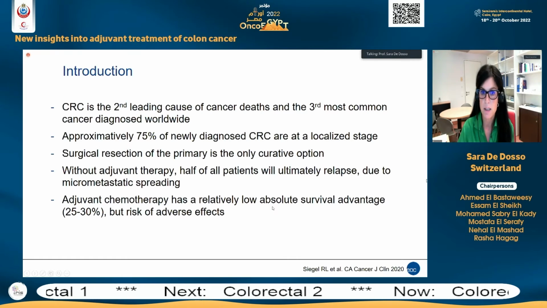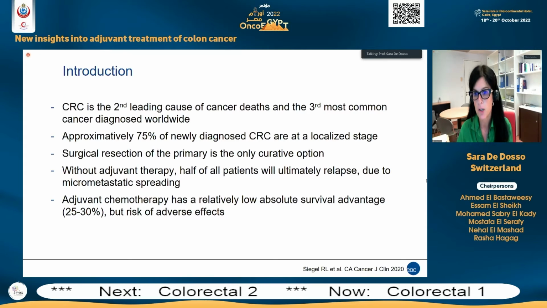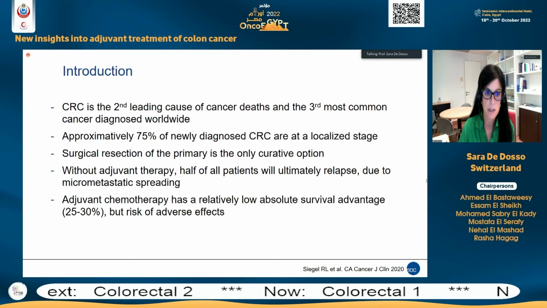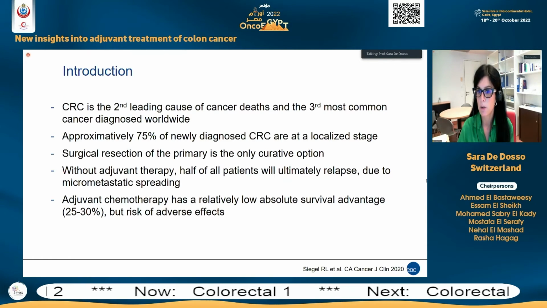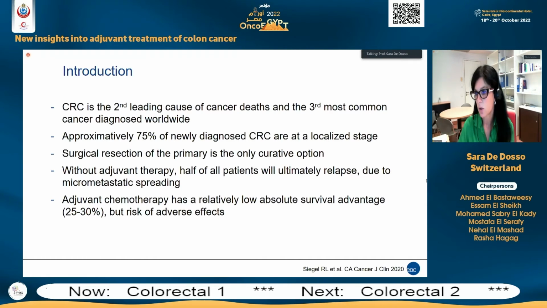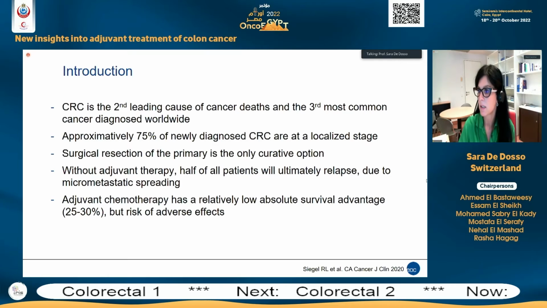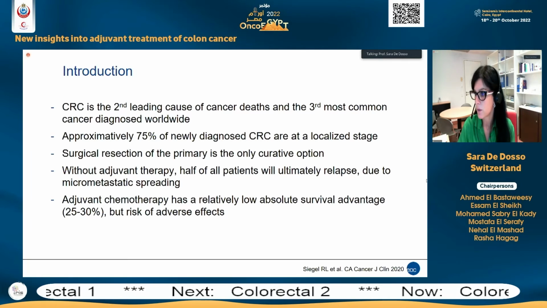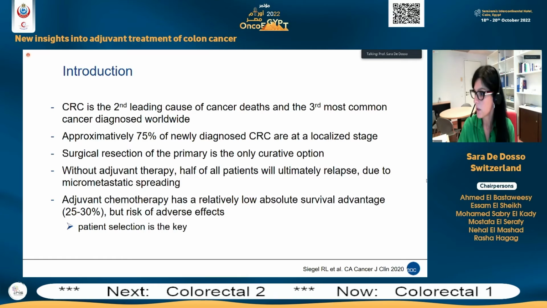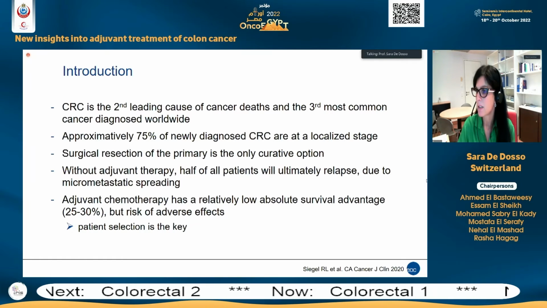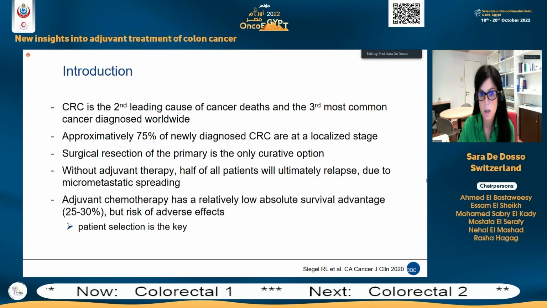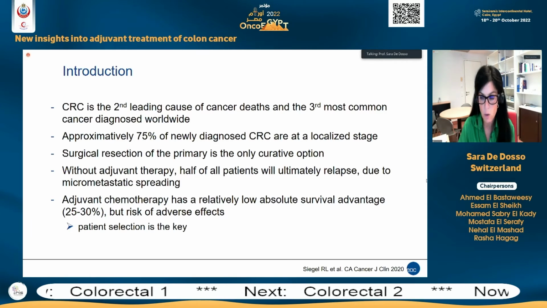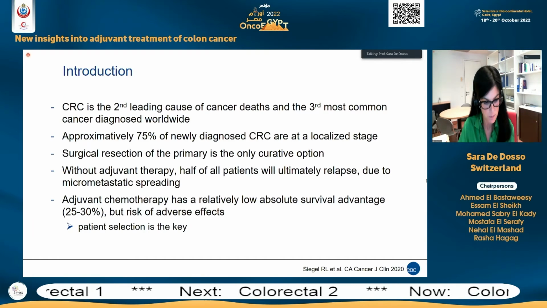And without an adjuvant chemotherapy, around half of all patients will finally relapse due to micrometastatic spreading. Adjuvant chemotherapy has a relatively low absolute survival advantage, around 25 to 30%, but carries the risk of adverse events. So this is the reason why we need accurate patient selection, the key of the adjuvant strategy, to avoid unnecessary chemotherapy exposure and unnecessary toxicity.